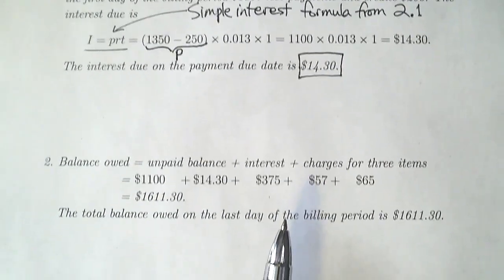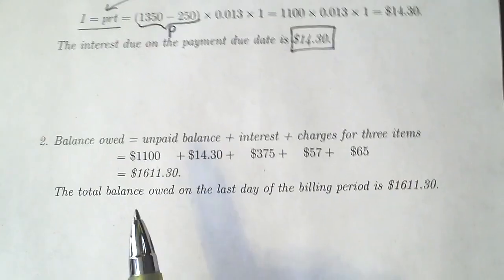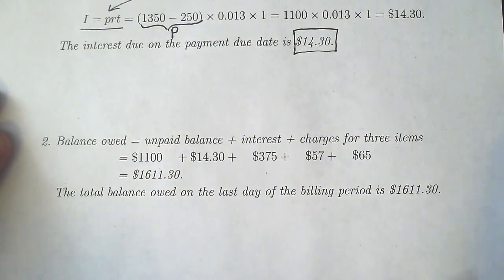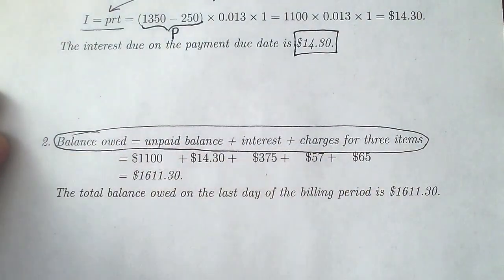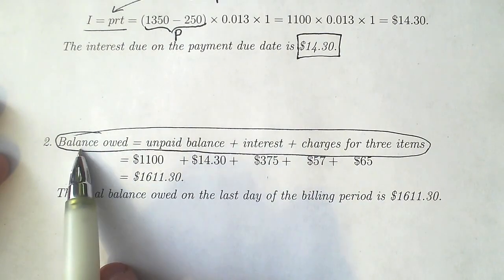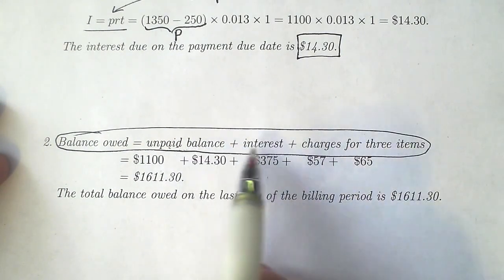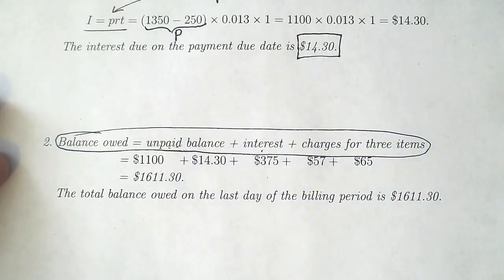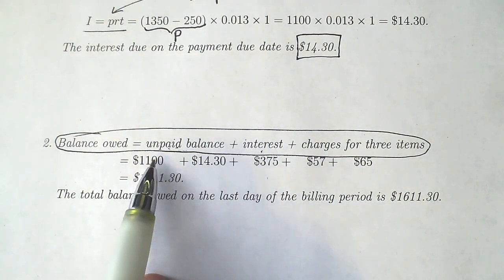So the next problem wants us to find the total balance owed at the end of the billing period. And this right here, this is sort of a formula. Maybe I will circle this. This is how we want to think about credit card balances. The balance that you owe is the unpaid balance that carried over from previously, plus the interest, which, by the way, is what we just found, plus the charges for those 3 items that were detailed in the problem. So you see the numbers are already given here.